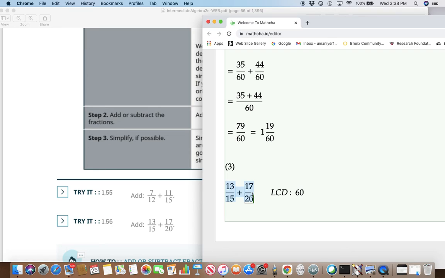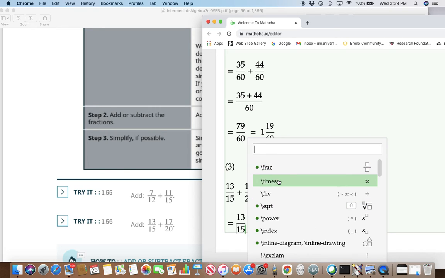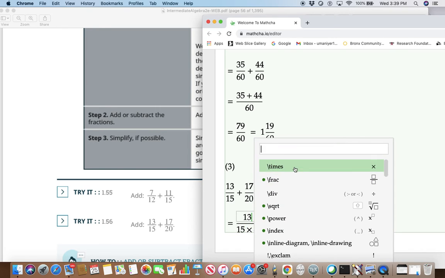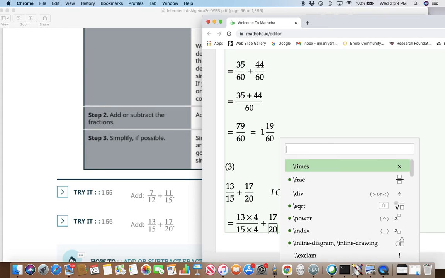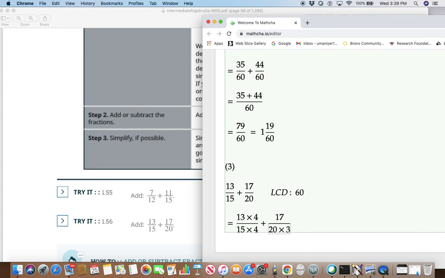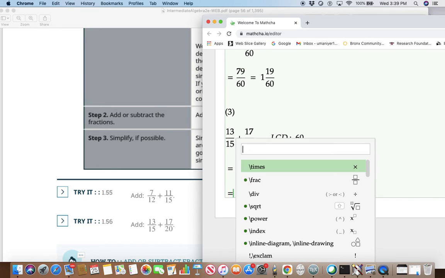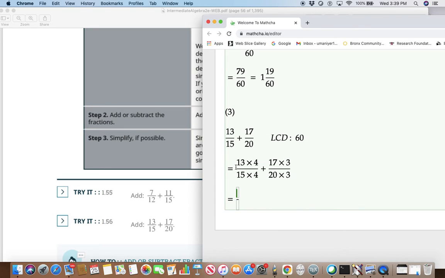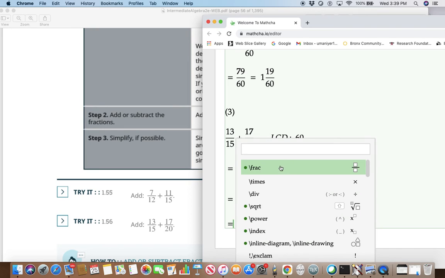So how do we get 60? 15 times 4. Whatever I multiply downstairs, I multiply upstairs. 20 times 3. Whatever I multiply downstairs, I have to multiply upstairs. So that is equal to 13 times 4, that's 52, over 15 times 4 is 60, plus 17 times 3 is 51 over 20 times 3 is 60. So we have common denominators now.